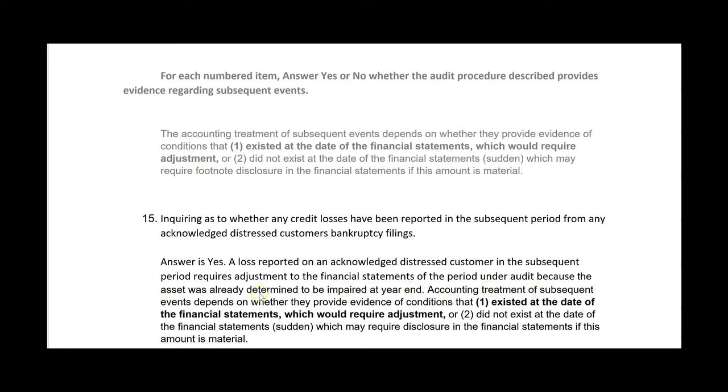Remember, accounting treatment of subsequent events depends on whether they provide evidence of conditions that 1. Existed at the date of the financial statements, which would require adjustment, like this one, or 2. Did not exist at the date of the financial statements because it was sudden, it happened in January, which may require disclosure, footnote disclosure in the financial statements if the amount's material. So 15 is a big yes, and this would lead to a type 1 subsequent event.